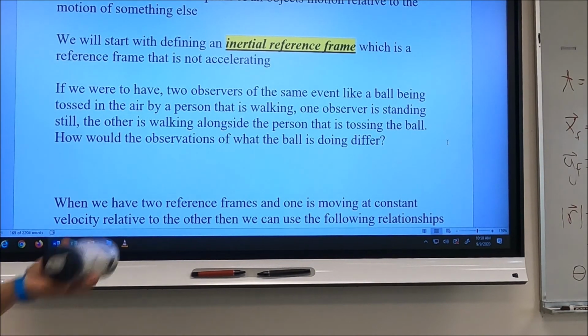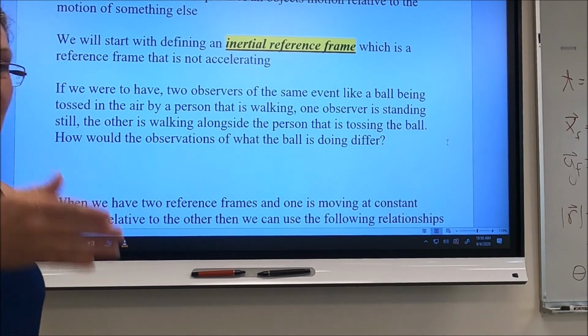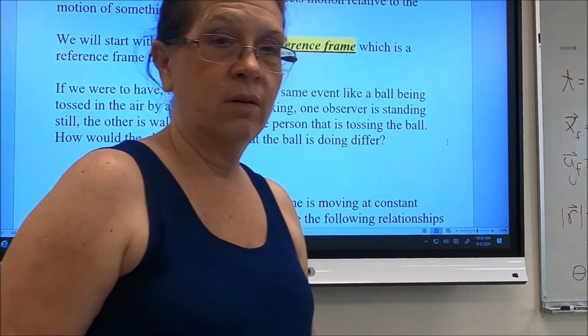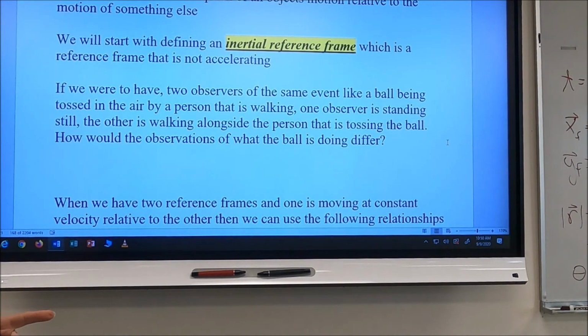But if I now walk and throw it up and down, from my point of view, it just went up and down. From your point of view, it followed a parabolic pathway. There was a difference. So where you're observing from is going to affect how you describe the motion. We have one reference frame moving relative to the other reference frame.